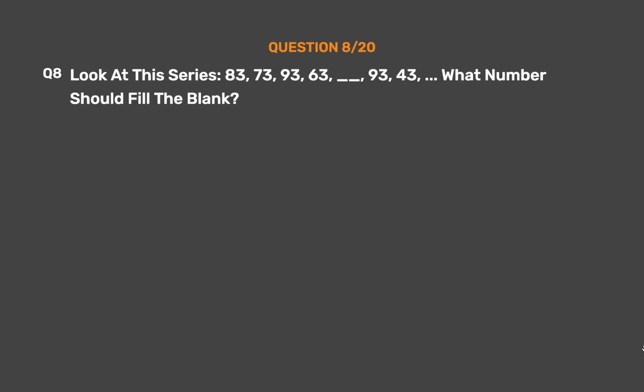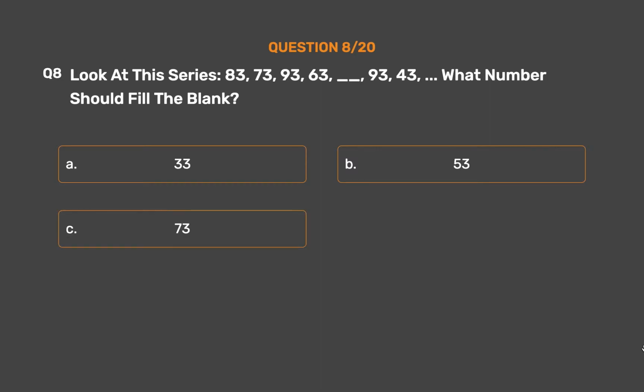Question number 8. Look at this series, 83, 73, 93, 63, underscore, 93, 43. What number should fill the blank? Option A, 33. Option B, 53. Option C, 73. Option D, 93.